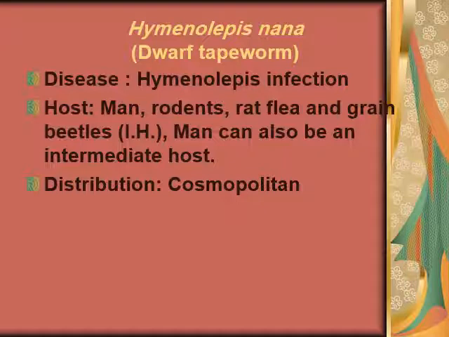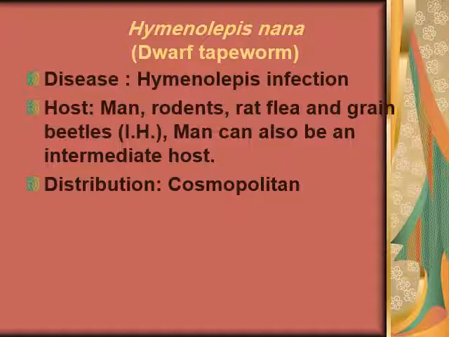It is called the dwarf tapeworm because it is very short and tiny. Firstly discovered in Egypt by a German doctor in Egypt. Its disease is called Hymenolepis nana infection or hymenolepiasis. The definitive host is man and rodents.